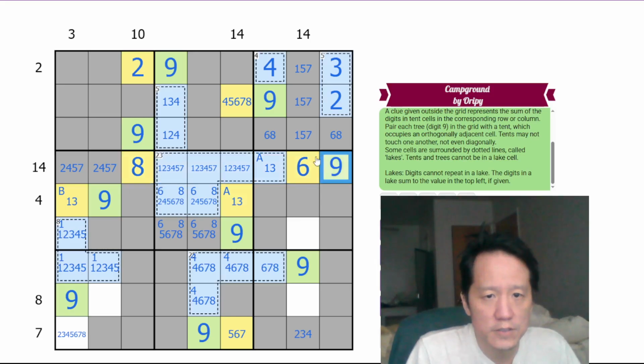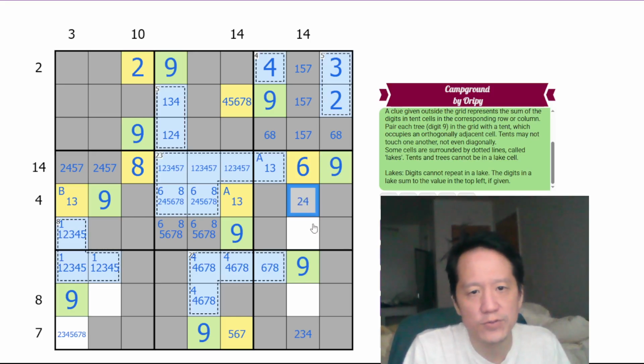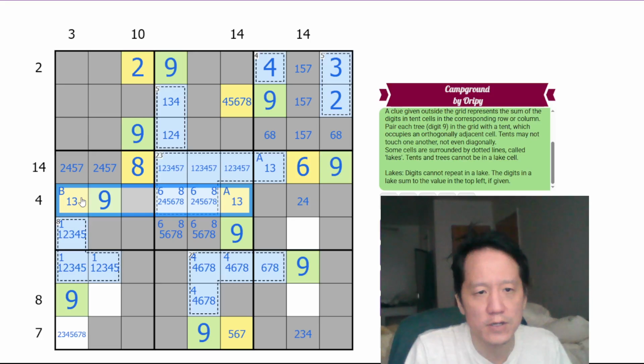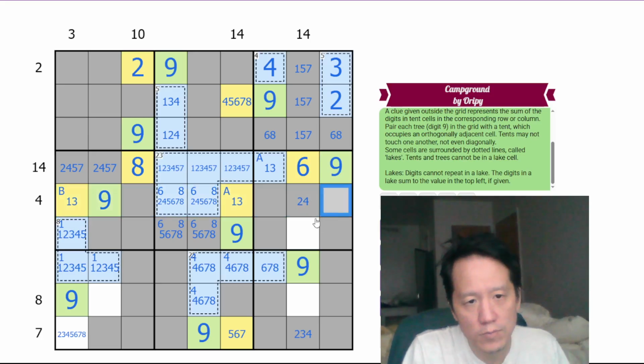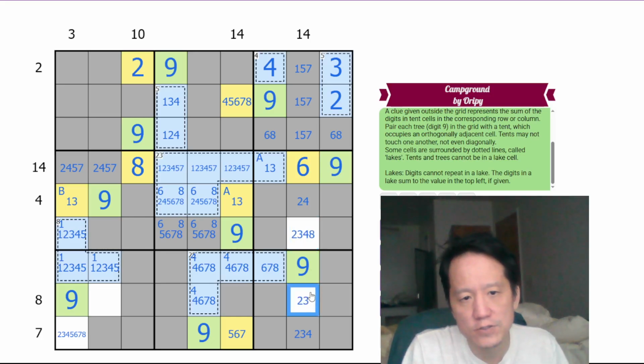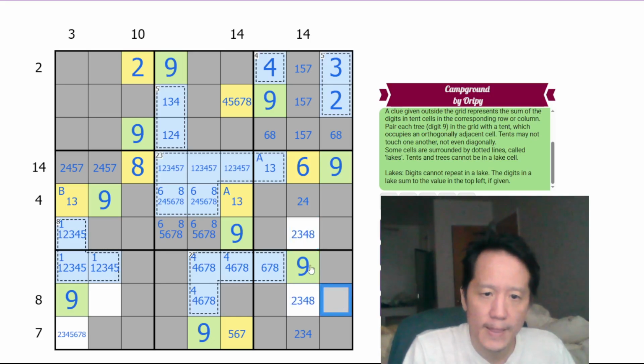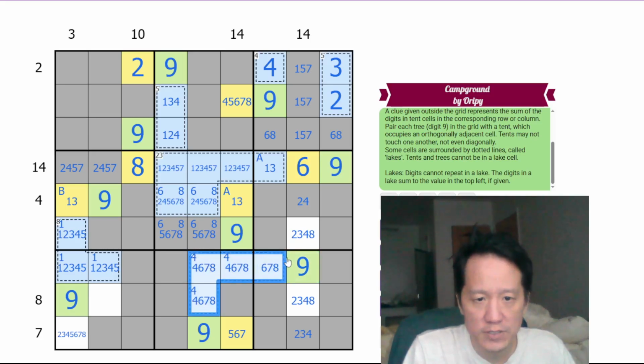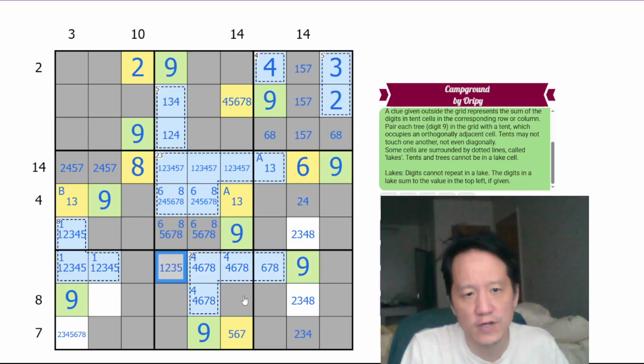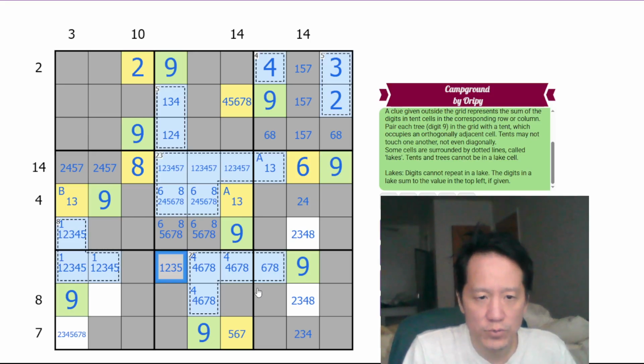So 6 is here. What are the remaining? This is 2, 3, or 4, but it cannot be 3 because of the 1, 3 pair in the row. This is 2, 3, 4, or 8. This cannot be 9. It cannot be 4, 6, 7, or 8 because it sees all these digits in this cage. Therefore, it's 1, 2, 3, or 5. We're not sure which.